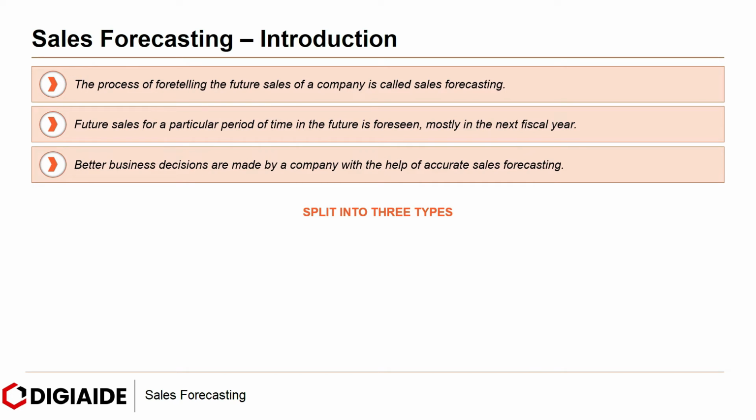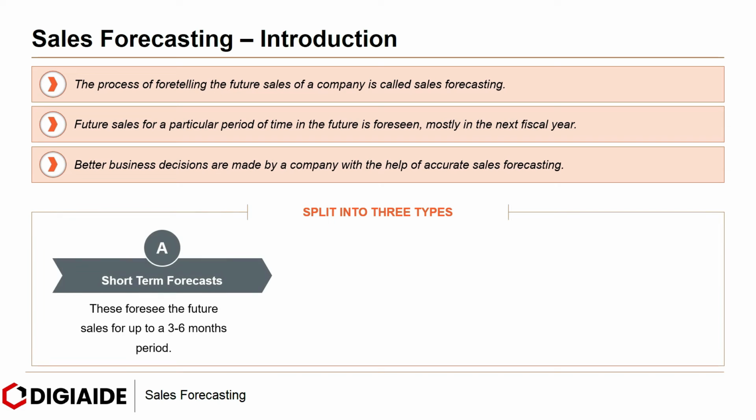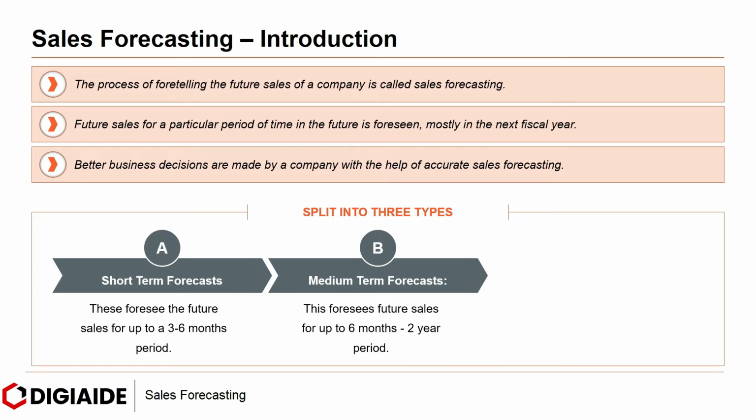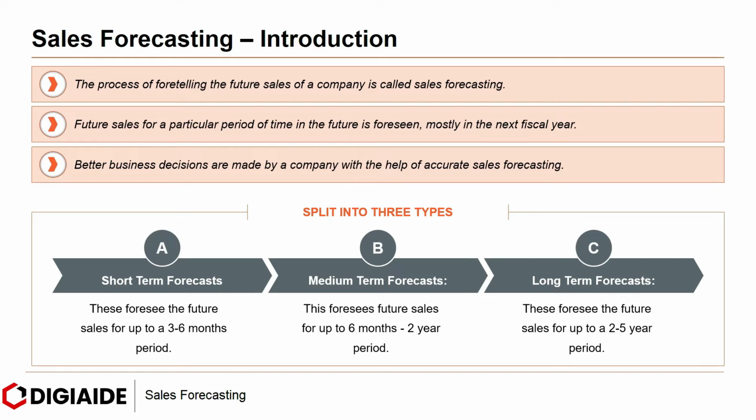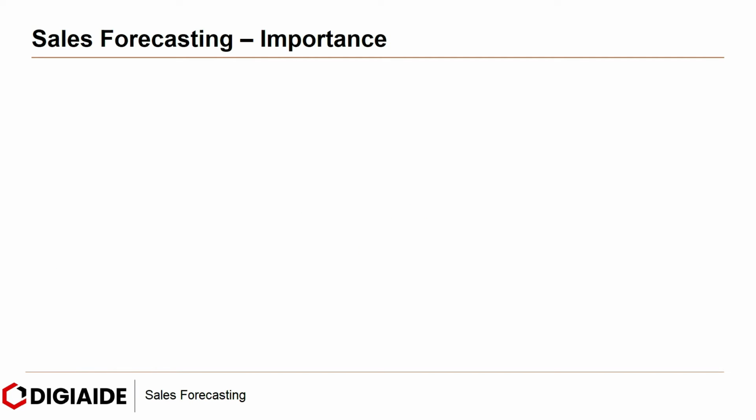Sales forecasting can be split into 3 types. First, short-term forecast. These foresee the future sales for up to a 3 to 6 months period. Second, medium-term forecast. These foresee future sales for 6 months up to a 2-year period. And the third one, long-term forecast. These foresee the future sales for up to a 2 to 5-year period. Moving on to the importance of sales forecasting.